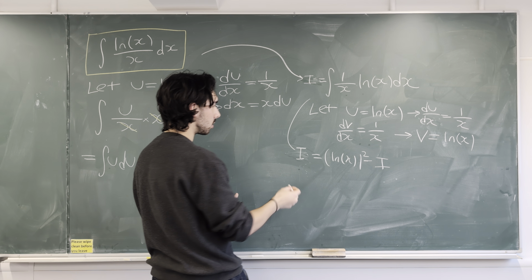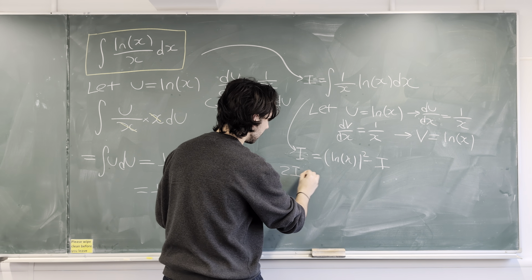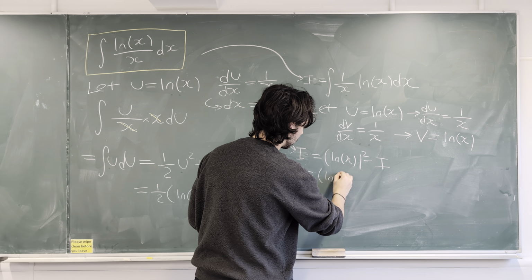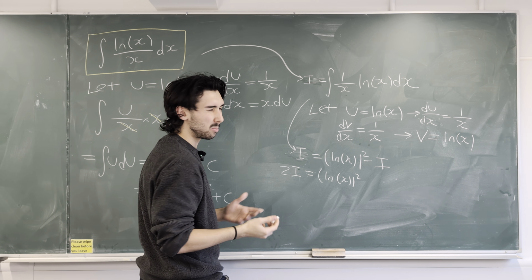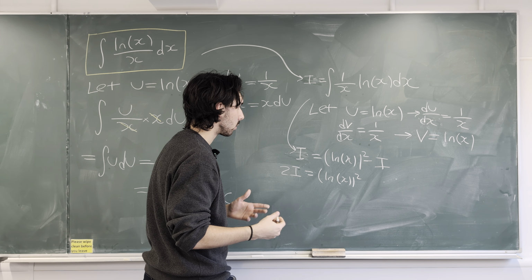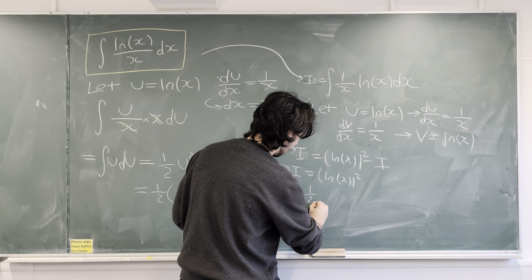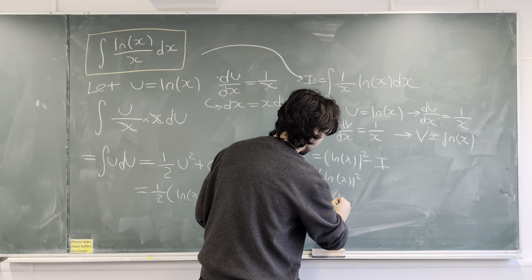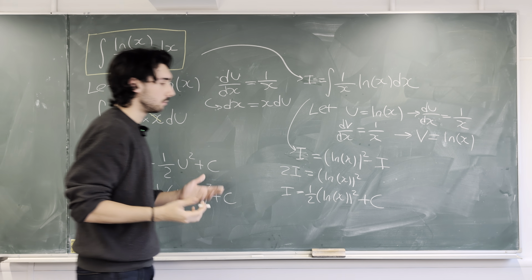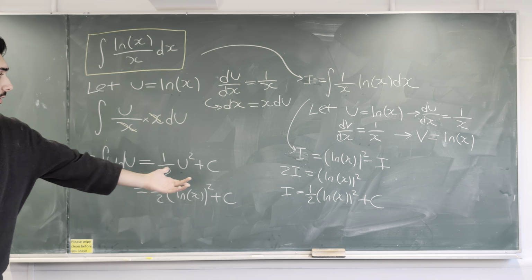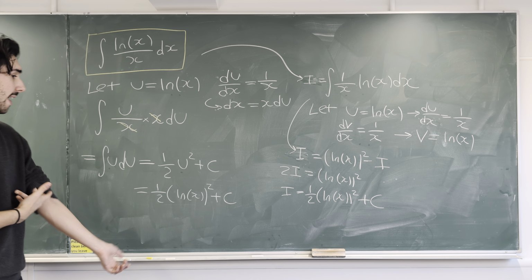And we can rearrange this. We can add I to both sides to get that 2I is equal to the natural log of x squared. And at some point we should probably add a plus c to this, of course, as well. But overall, I is equal to 1/2 the natural log of x squared, and then I'll put the plus c on there. So you get the same answer either way: 1/2 times the natural log of x squared plus c.